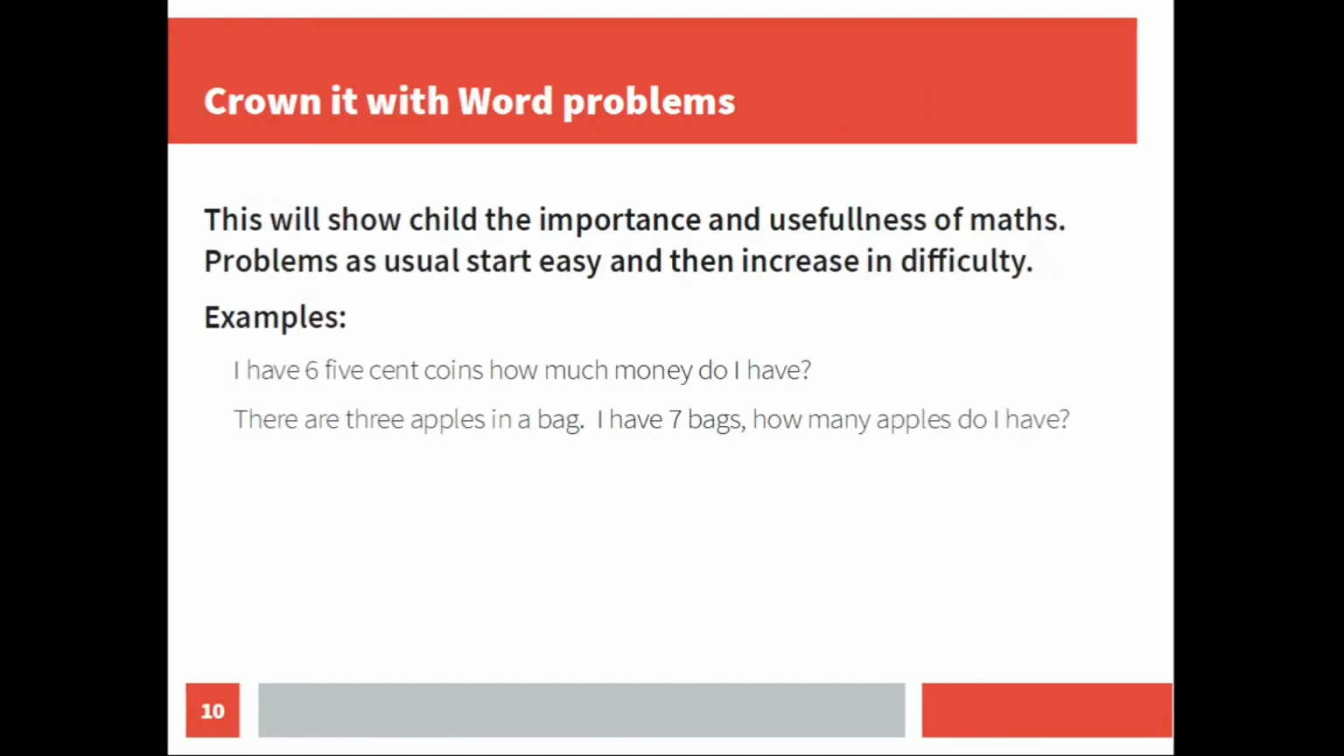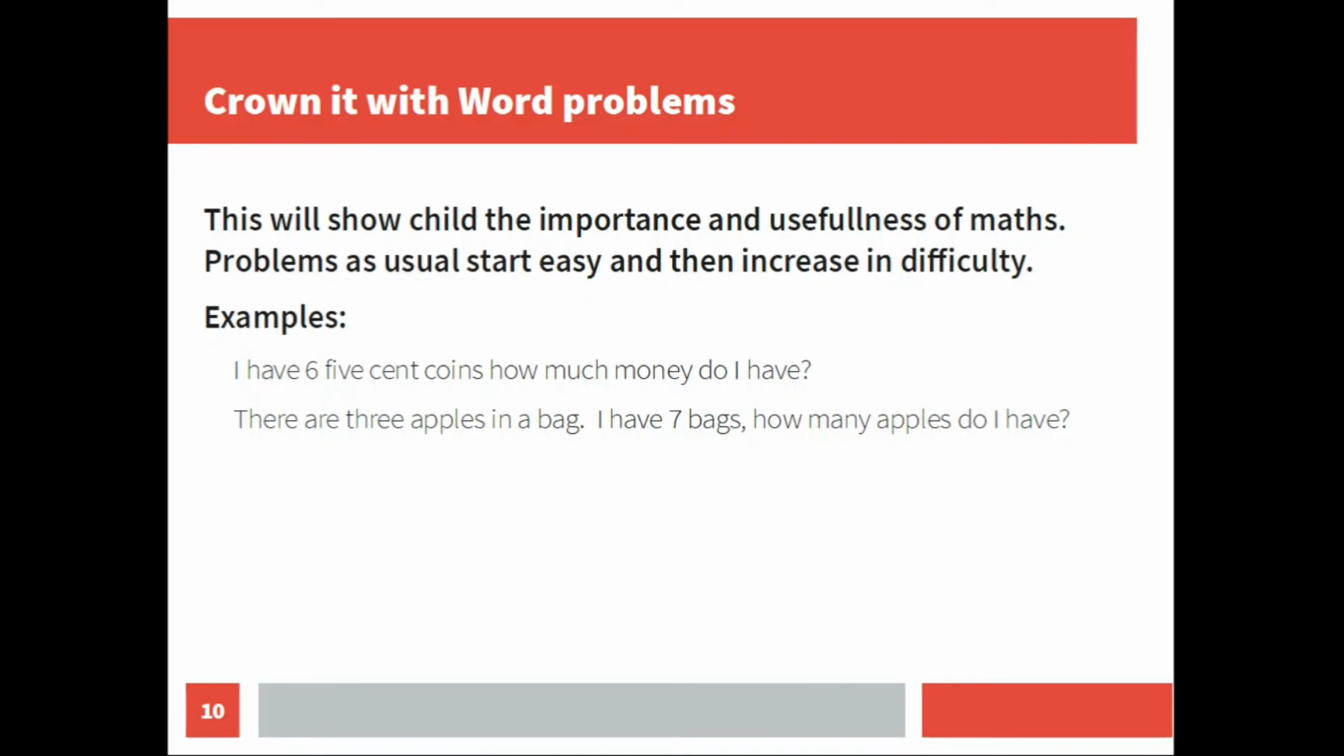And then you crown off everything with word problems. The reason is that maths is about the real world, what's going on in the world. The child must also always know to draw the line between theory and what's going on around him. I have 6 5-cent coins. How much money do I have? 5 times 6, it is 30.